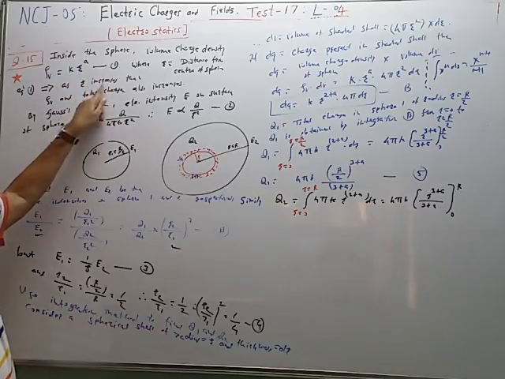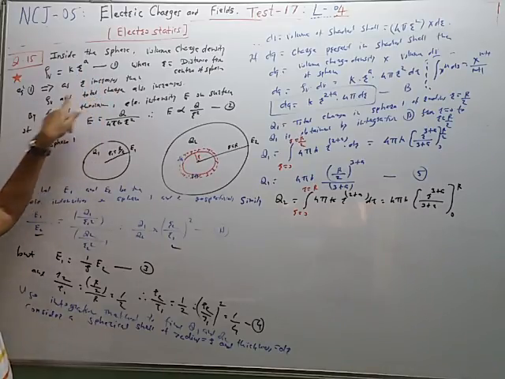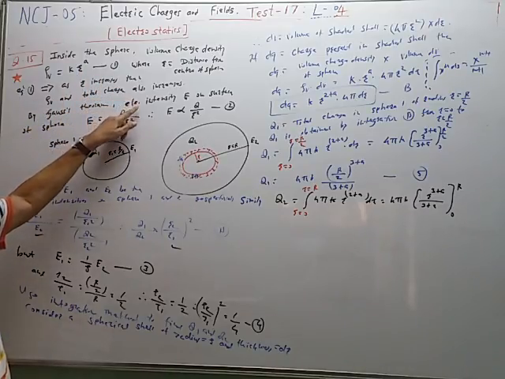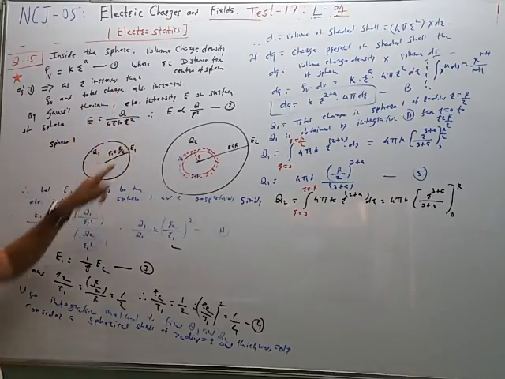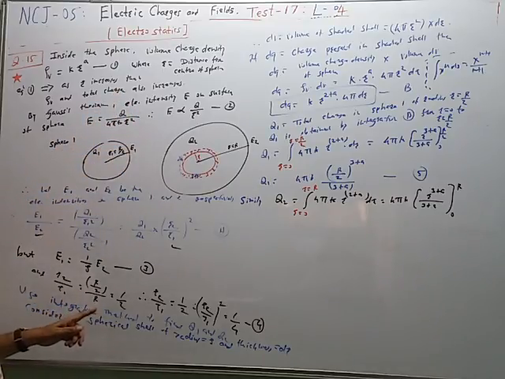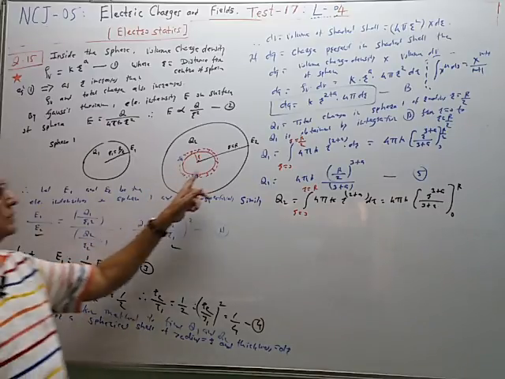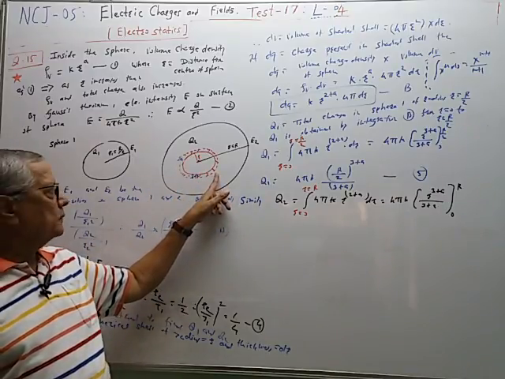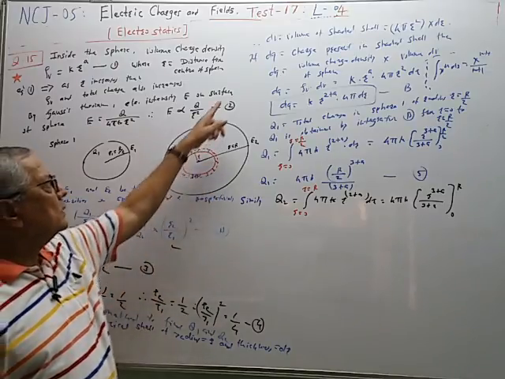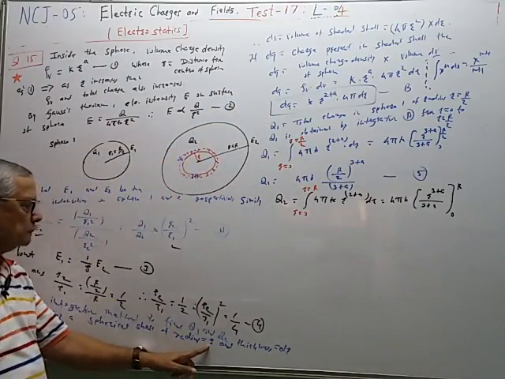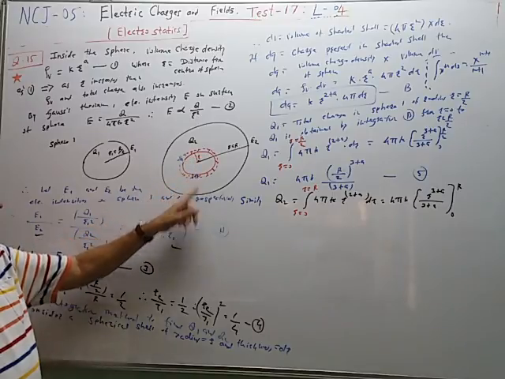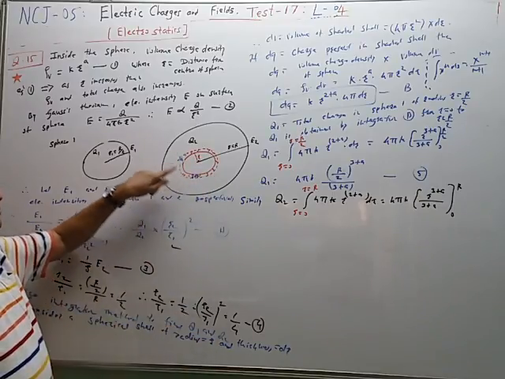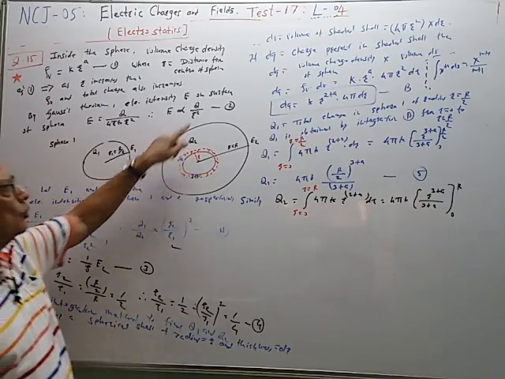As R increases, rho V also increases. And therefore this Q, the total charge present inside the sphere, is obtained by the integration method, and for that purpose we have considered this type of spherical shell. So imagine a spherical shell of radius r and thickness dr. The charge present in this spherical shell is dq.